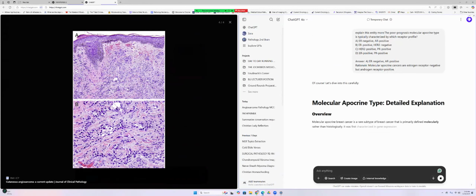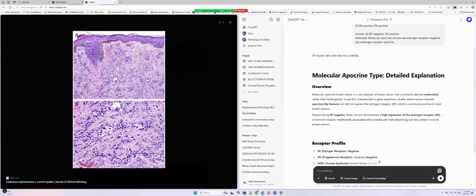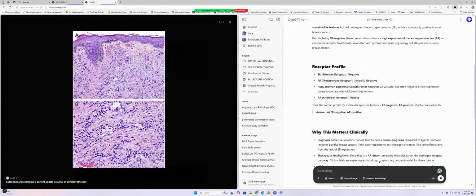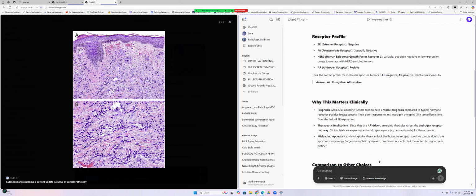So, molecular apocrine type is a rare subtype of breast cancer that is primarily defined molecularly rather than histologically. It was first characterized in gene expression studies where tumors showed apocrine-like features but did not express the estrogen receptor, which is commonly positive in most breast cancers. Despite being ER negative, these cancers demonstrate a high expression of androgen receptors, a hormone receptor traditionally associated with prostate and male physiology, but also present in some breast cancers. So this is a woman having androgen receptor, of course. So ER negative, PR negative, HER2/neu variable, negative or low expression, androgen receptor positive. So it's triple negative sometimes with androgen receptor positive.